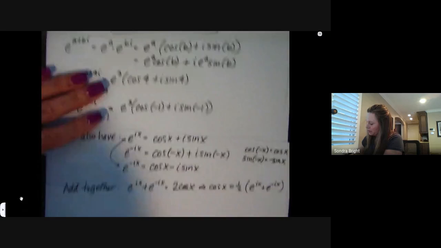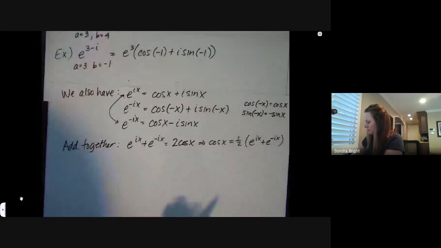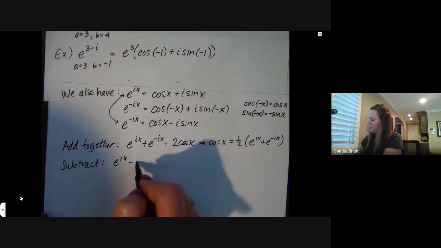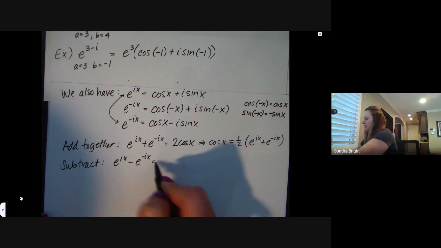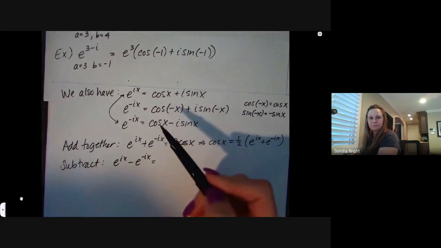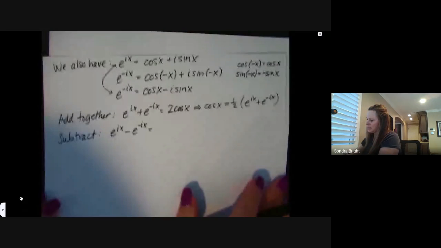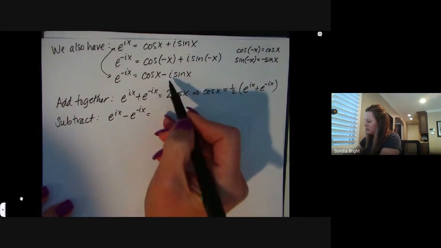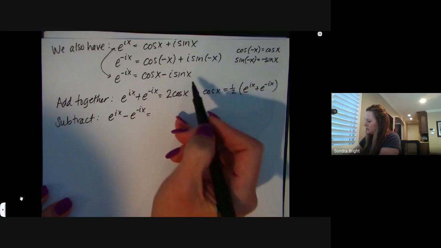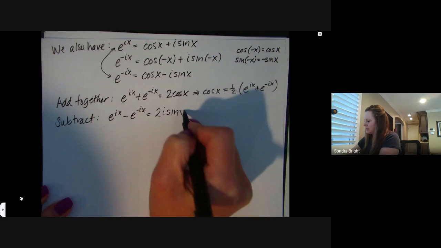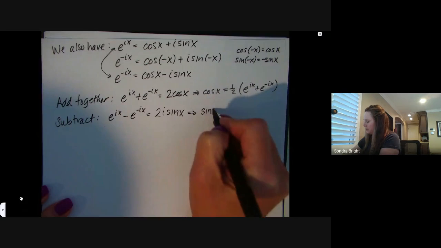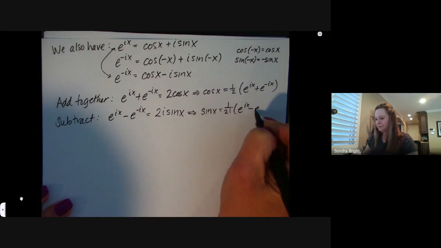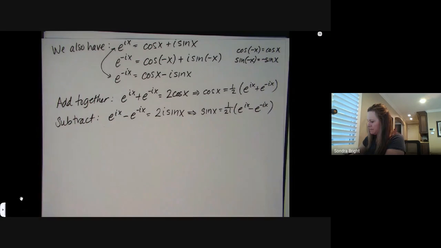We also have that we could subtract the two, right? e to the ix minus e to the negative ix. You would have cosine of x minus cosine of x, which would be 0. And then i sine of x minus a negative i sine of x gives me a 2i sine of x, which then means that sine of x is equal to 1 over 2i times e to the ix minus e to the negative ix. Lovely.